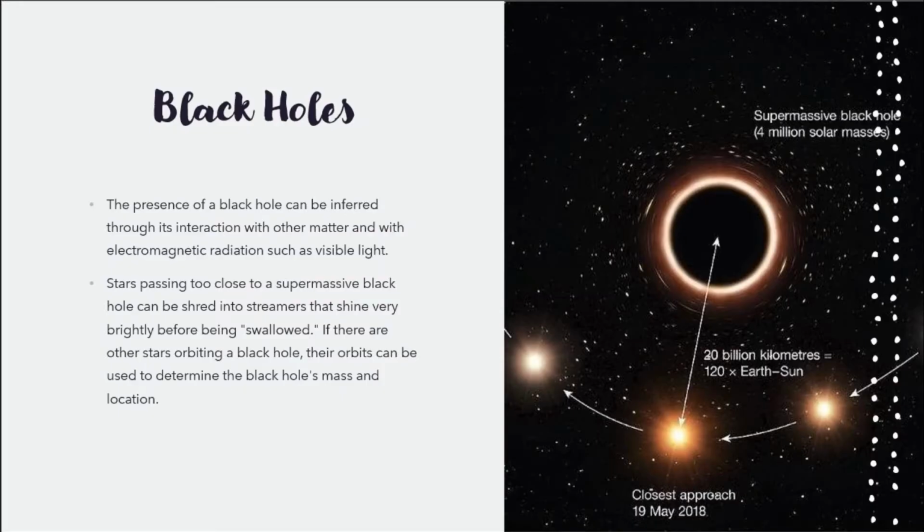Before I explain the methods and results of this experiment, here is some background information on black holes. The presence of a black hole can be inferred through its interaction with other matter and with electromagnetic radiation, such as visible light. Stars passing too close to a supermassive black hole can be shred into streamers that shine very brightly before being swallowed. If there are other stars orbiting a black hole, their orbits can be used to determine the black hole's mass and location. This concept is pretty much the basis behind this experiment and how we plan on calculating the mass of the black hole in the lab.